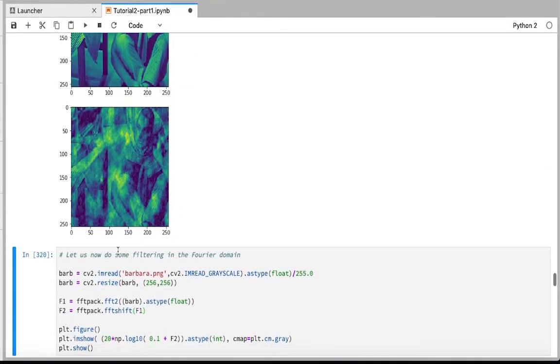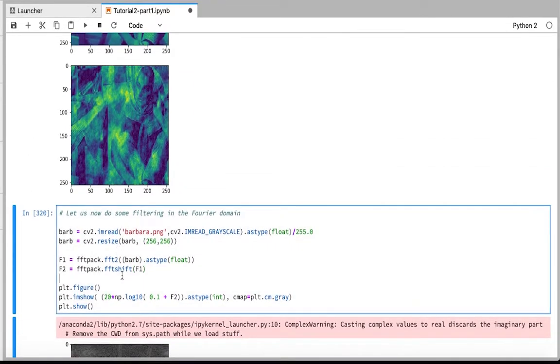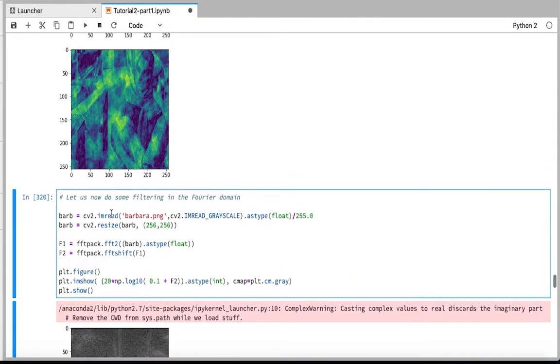So let's now do some filtering in the Fourier domain. What do I mean by that? When we have the spectrogram image, or this amplitude image, in the center we have low frequencies, and far away we have high frequencies. So let's see if we can get low pass filters and high pass filters from it.